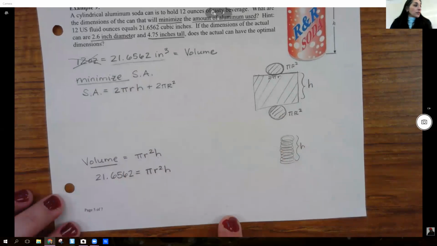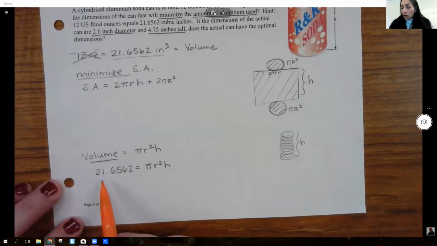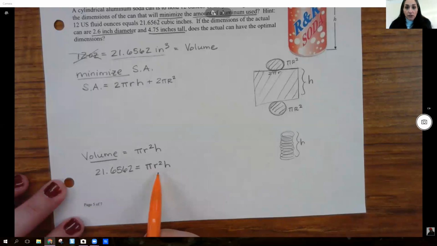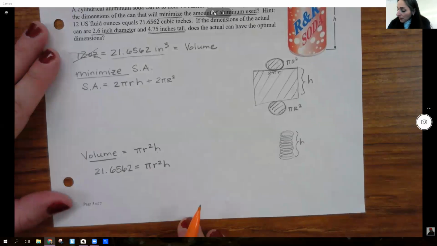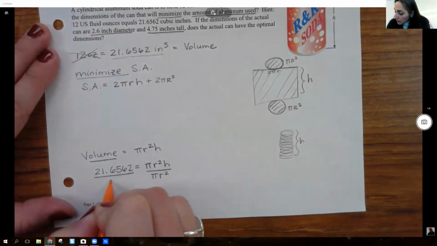Okay, so what we're going to do is this is going to be our helper equation, and we are going to solve this for a variable. I think I will solve this for, let's see, what would this be easiest to solve for? We can solve for, how about h? Okay, we'll solve this for h. So divide by pi r squared on both sides.